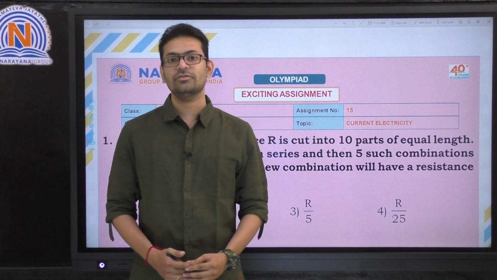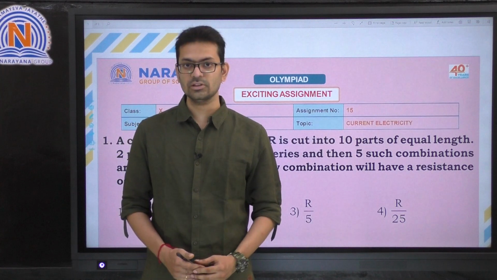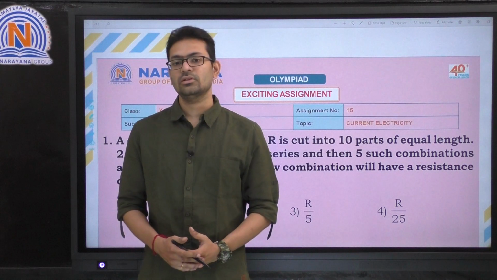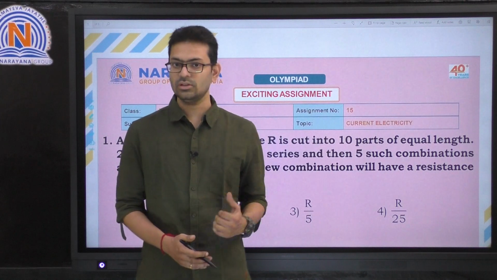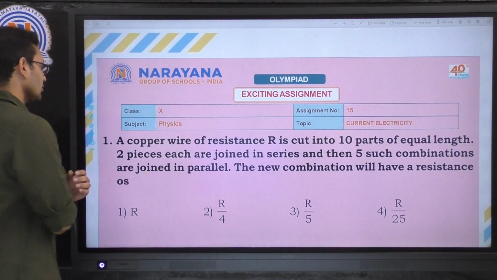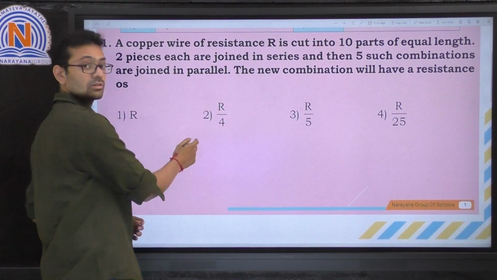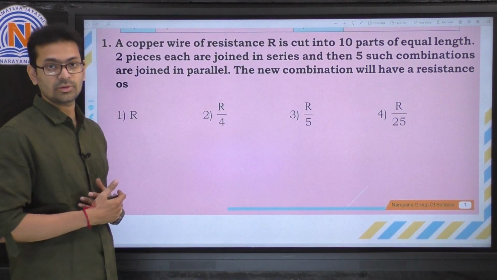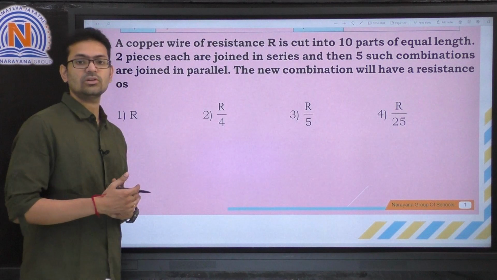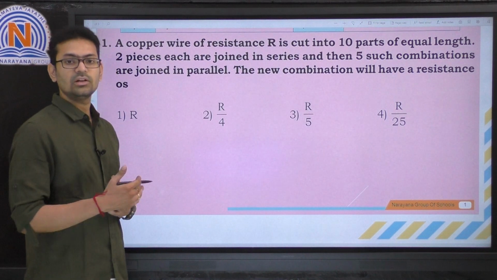Today I am in front of you all to discuss your assignment number 15, which is from the topic current electricity. In the first question, they have given you a copper wire of resistance R, cut into 10 equal parts. Two pieces each are joined in series, and then 5 such combinations are joined in parallel.